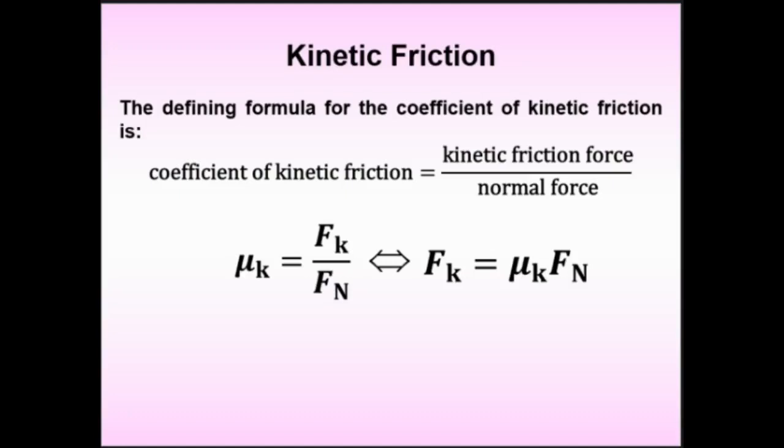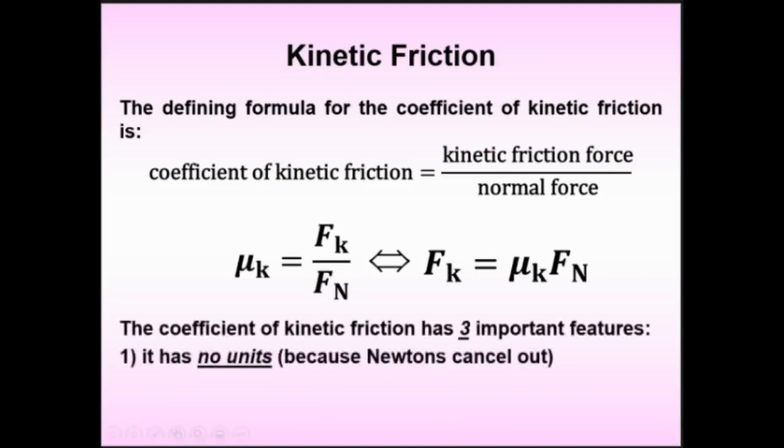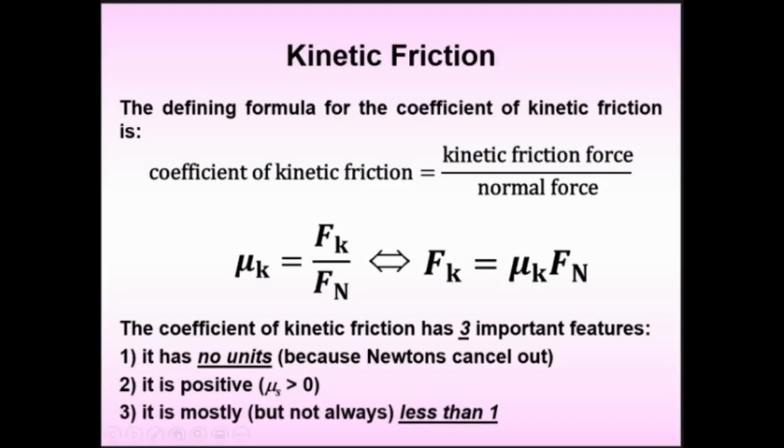Same equation. Do you think it's the same exact three features? Raise your hand if you think so. Do you think it's the same three features as the mu s for the mu k? Yes, it is. Number one, no units. Again, units cancel out in the newtons, in the Fk and the Fn. Also, it's always positive. So if you ever do the math and you get a negative mu k, go back. Something really went bad with the math there. Number three, mostly less than one.